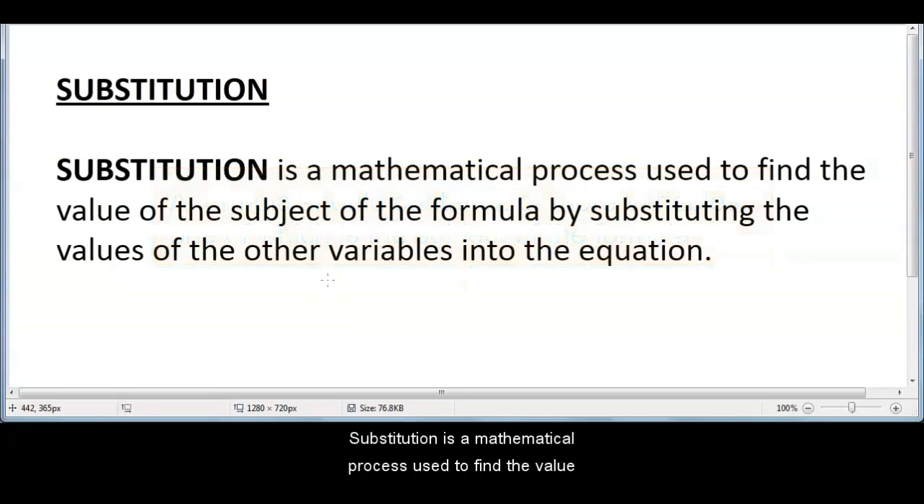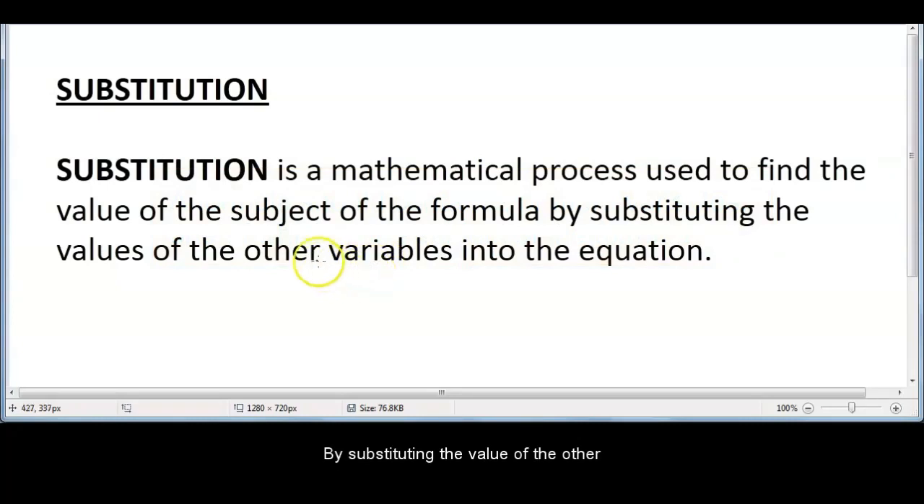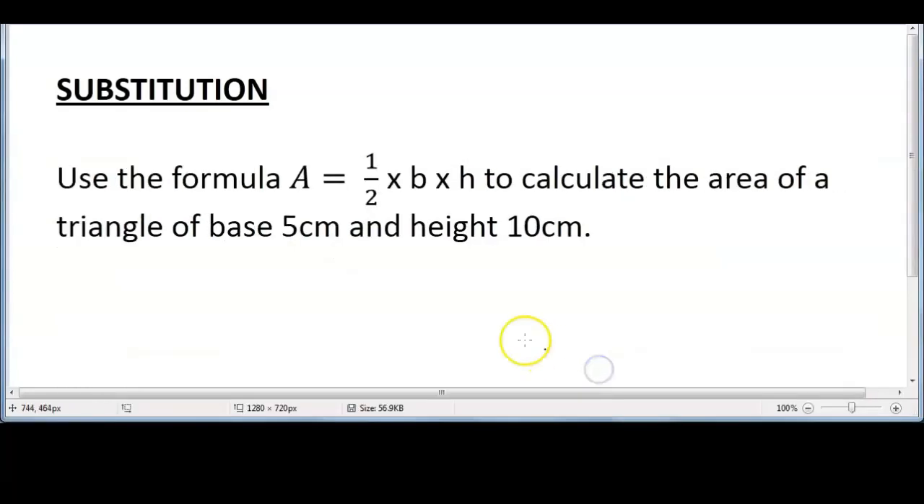Substitution is a mathematical process used to find the value of the subject of the formula by substituting the values of the other variables into the equation. In substitution, therefore, the values of the other variables should be revealed. Let's elaborate this with an example. Use the formula a equals to half times b times h to calculate the area of a triangle of base 5 cm and height 10 cm.